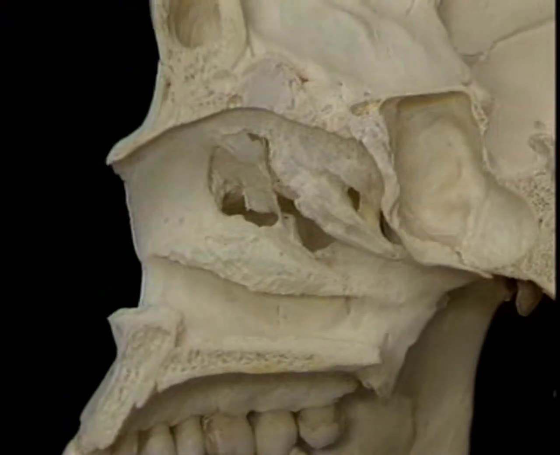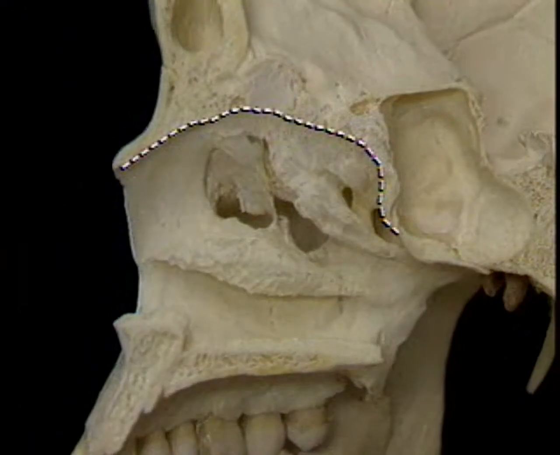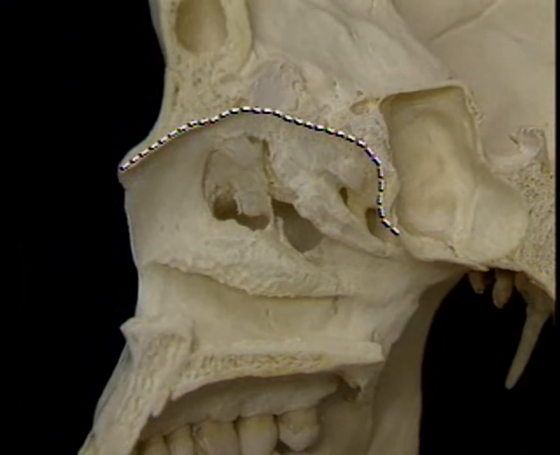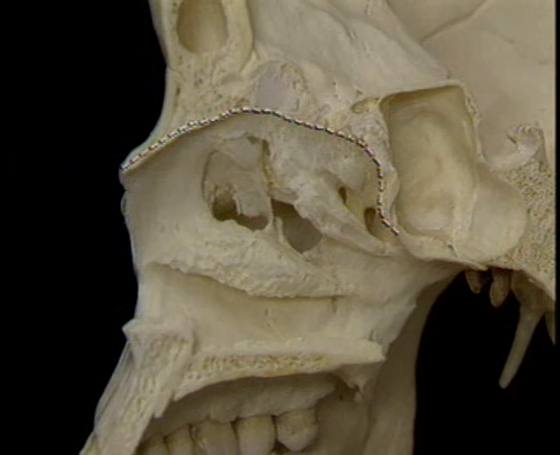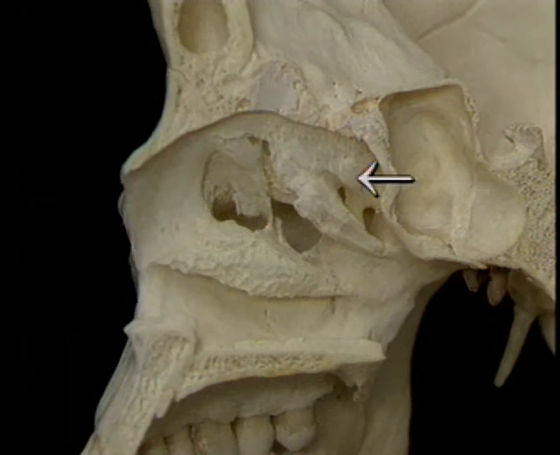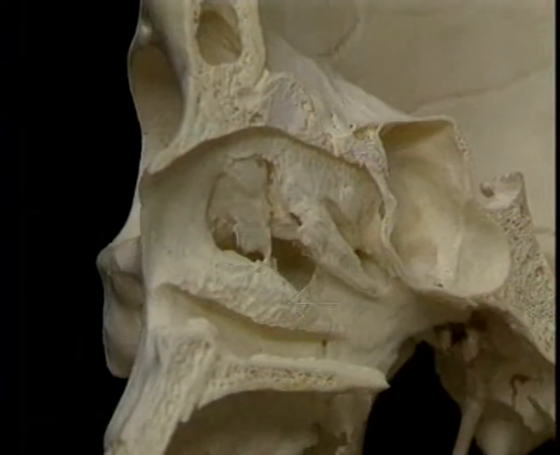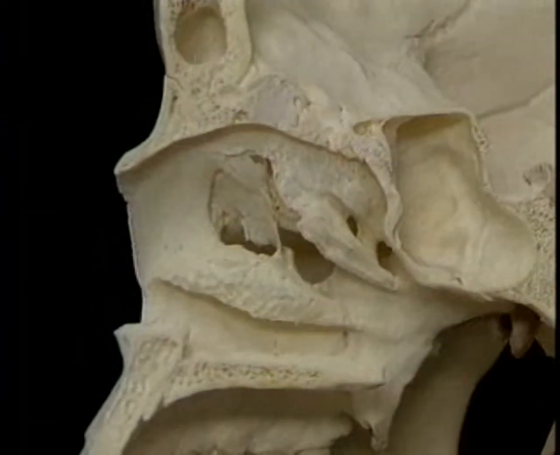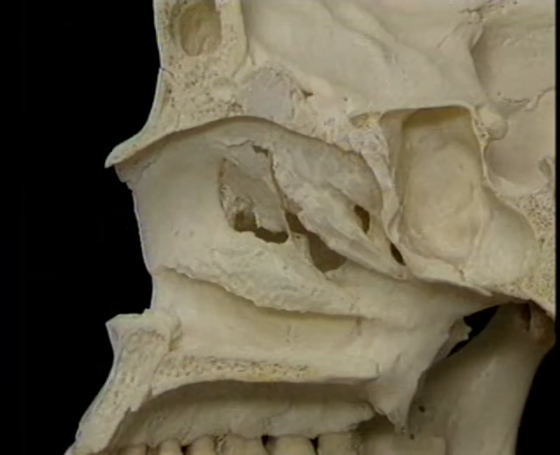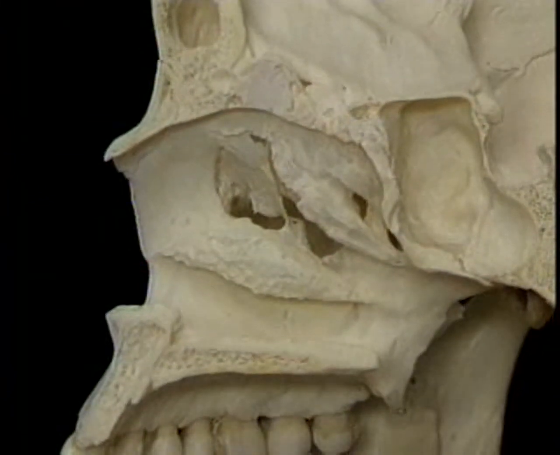The roof of the nasal cavity runs along this line, rising to its highest point along the length of the cribriform plate. Here are the conchae again, superior, middle, and inferior. There are several openings in the lateral wall of the nasal cavity. They're partly hidden by the conchae. We'll see them in a minute.